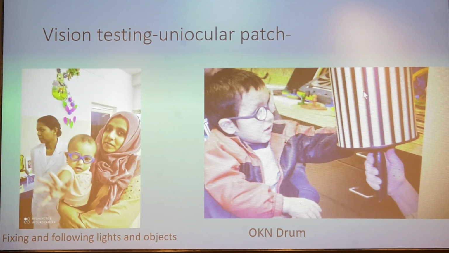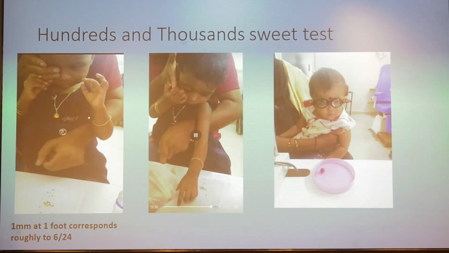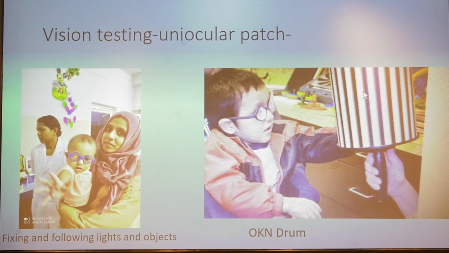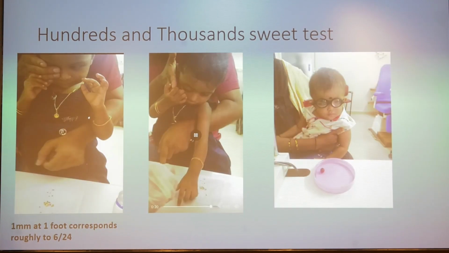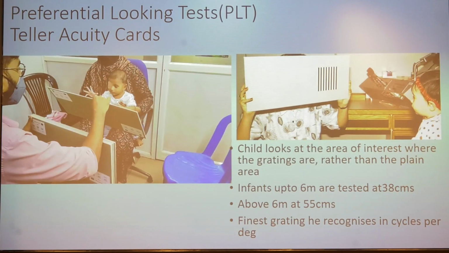And after patching uniocularly, you can look at all these fixation patterns also, whether he is reaching out for objects, smaller objects you can see, and in OKN drum also, after patching it can see whether the eye is moving for the smaller stripes. And hundreds and thousands sweets test. You can increase the size of the sweet if he is not picking up the sweets, and then see whether he can see. And a 1 millimeter at 1 foot distance corresponds to 6/24 vision approximately.